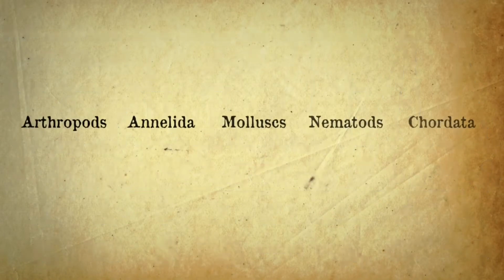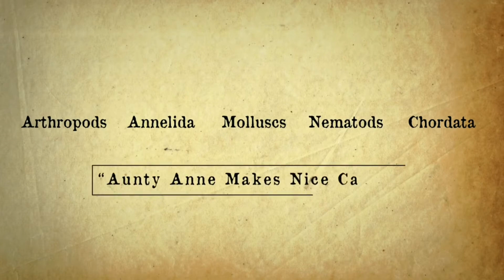And these are the 5 main animal phyla: arthropods, annelids, mollusks, nematodes, and chordata. Make up a rhyme or acronym to help you remember them. Auntie Anne makes nice cakes. AAMNC.